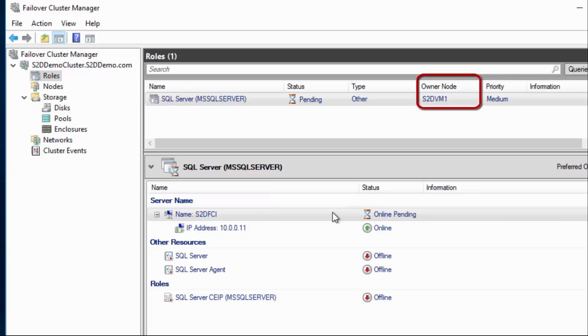This helps you maintain the availability of SQL Server and storage is taken care of as well. And that's how Azure IaaS VM guest clustering can work with Storage Spaces Direct.